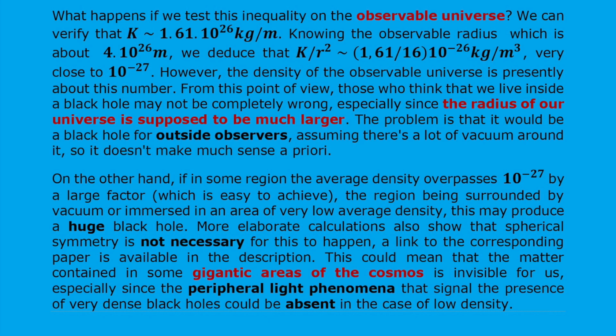This could mean that the matter contained in some gigantic areas of the cosmos is invisible for us, especially since the peripheral luminous phenomena that signal the presence of very dense black holes could be absent in the case of low density.